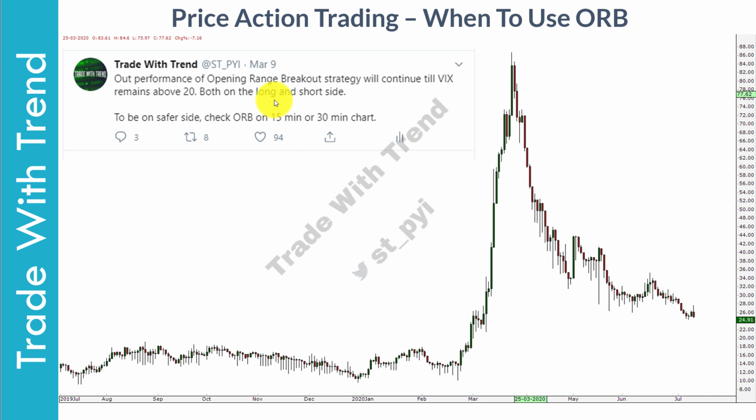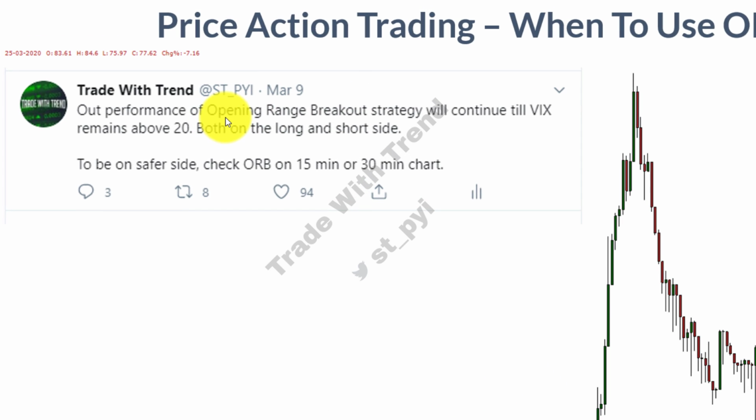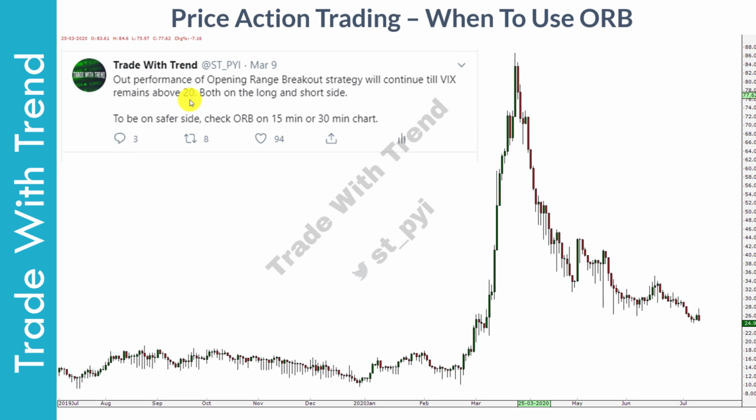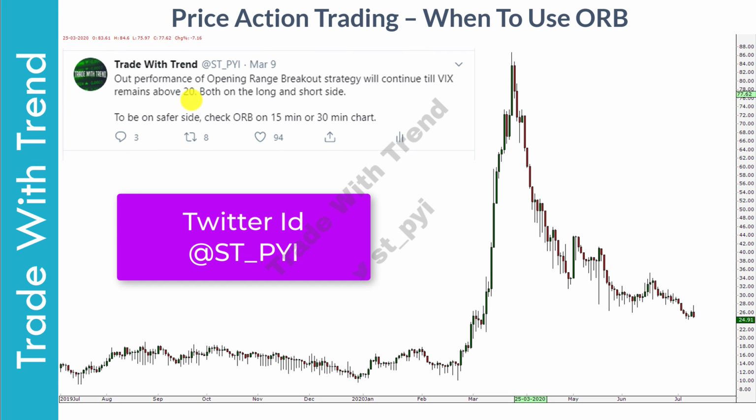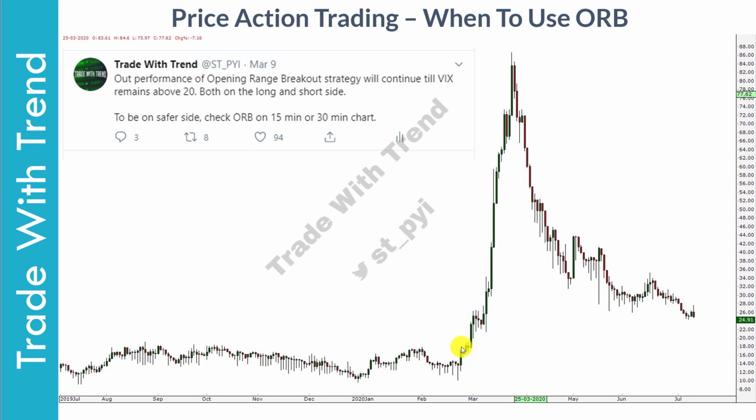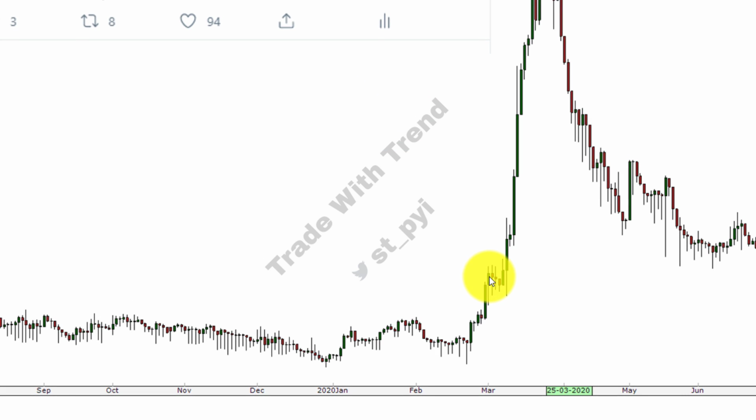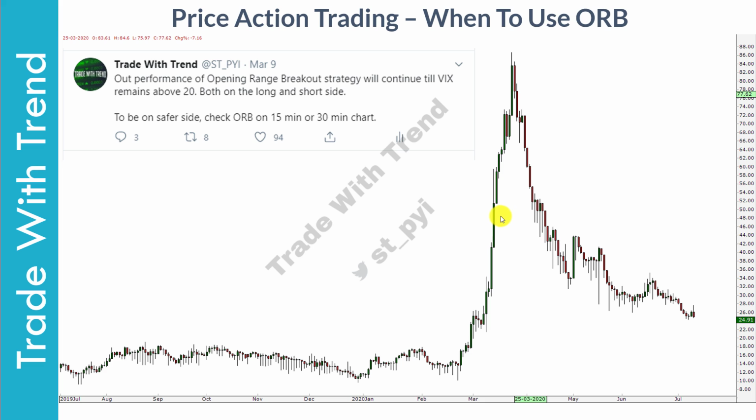Now on March 9th, this is what I tweeted about opening range breakout as a strategy. That is, the performance of this strategy will be really good for the next many months as long as VIX remains above 20. So this is the criteria that you have to check, and keep this in mind all the time. Now this is where on March 9th VIX moved above the 20 mark, and since then I have been using opening range breakout fairly regularly, and currently VIX is still at 25 level, which is still very high, and I do feel for the next couple of more months, at least till October, I think opening range breakout as a strategy will continue to work.